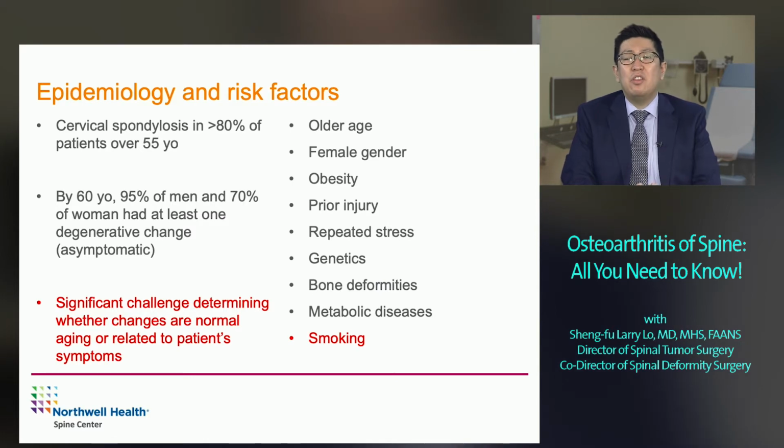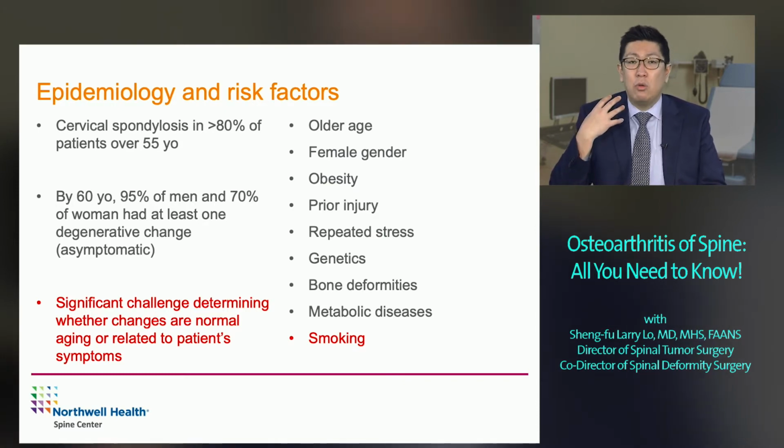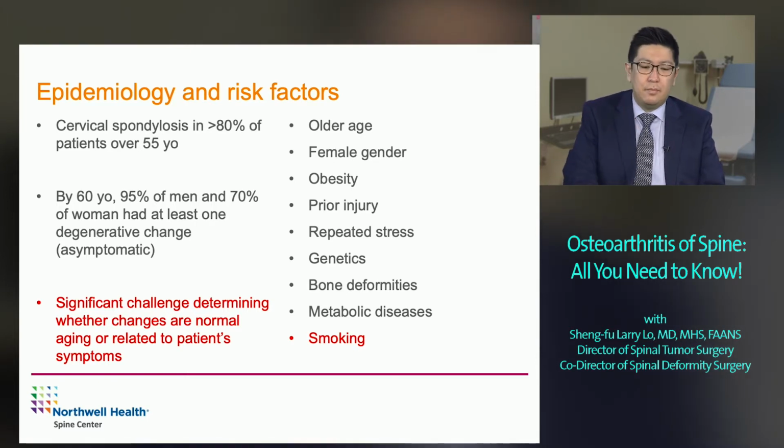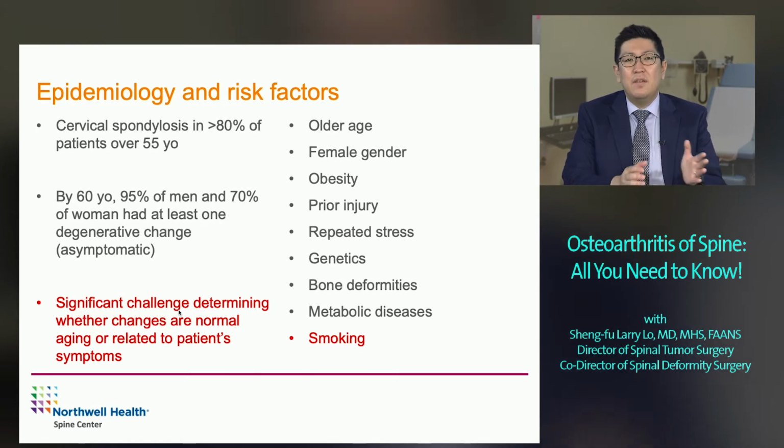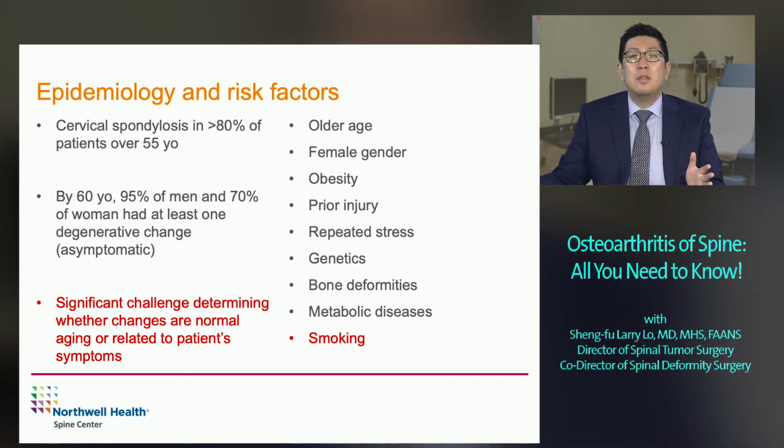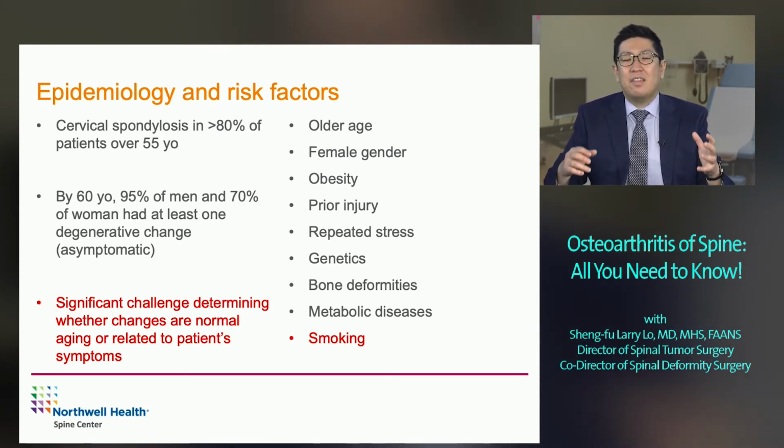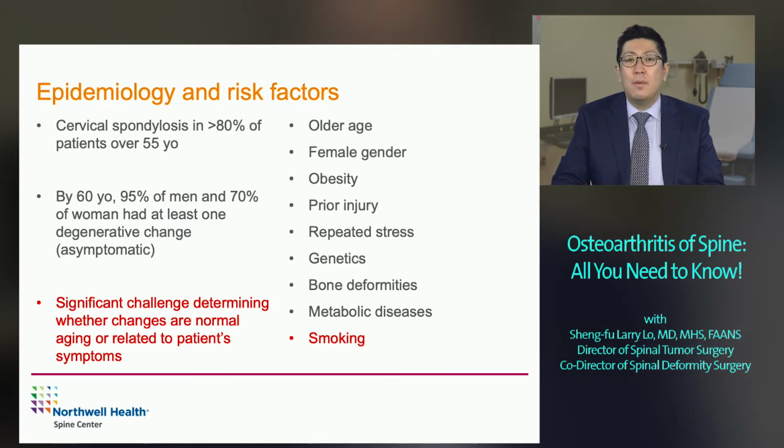If you look at the general epidemiology of spinal osteoarthritis, it turns out that greater than 80% of the population over the age of 55 have some evidence of cervical spondylosis, or cervical spinal osteoarthritis, meaning degenerative changes in the neck. By the age of 60, even in patients that are asymptomatic, meaning they have no symptoms referable to the neck, low back or mid back, 95% of men and 70% of women have at least some finding of degenerative changes on imaging.